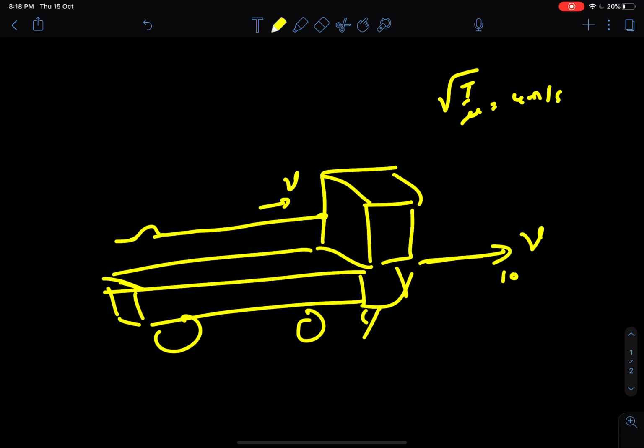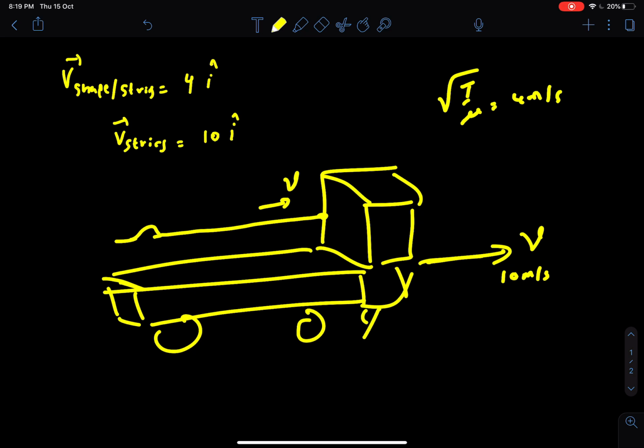Let's say this cart is moving at 10 meter per second, and so this wave velocity, which is the disturbance velocity or the shape velocity, that shape is moving along the string relative to the string with a velocity of 4. So velocity of the shape with respect to the string is equal to 4 i cap. Velocity of the string being present on the cart or this truck is 10. So overall net velocity of the shape will be equal to velocity of the shape with respect to string plus velocity of the string. So that will come out to be 14 i cap.